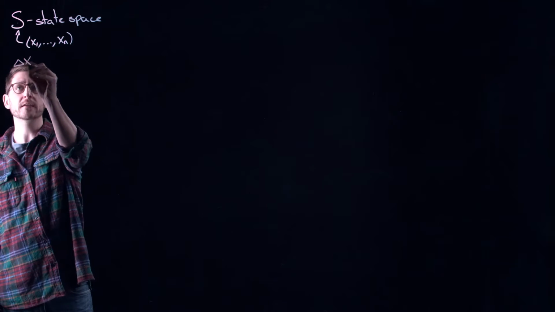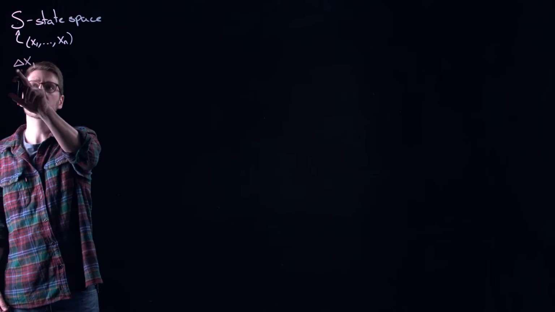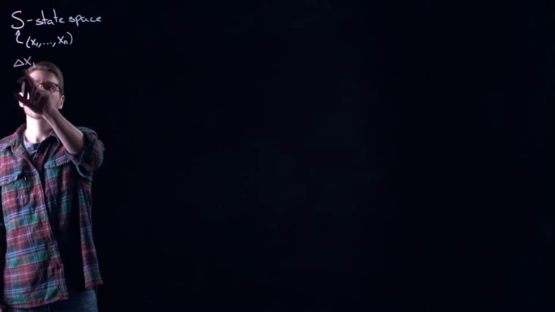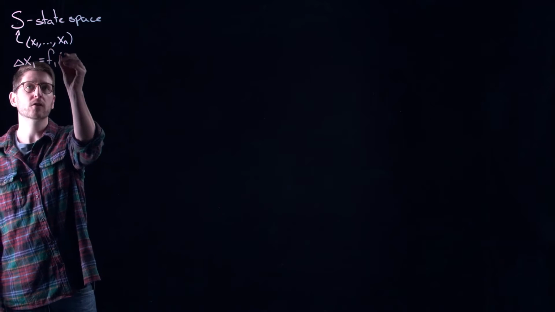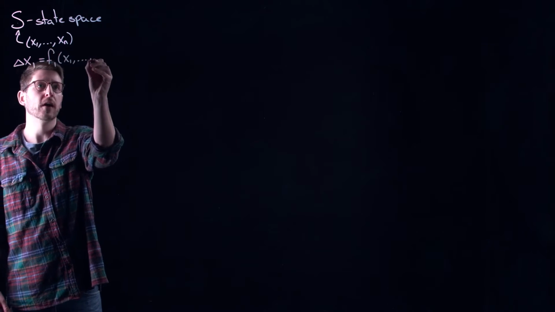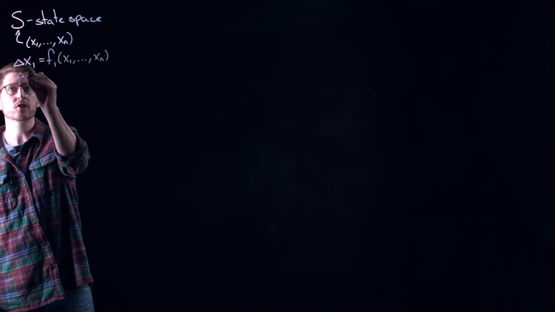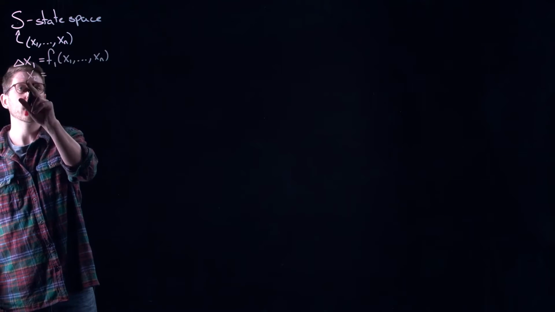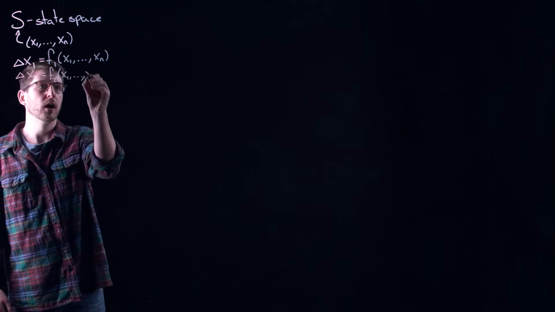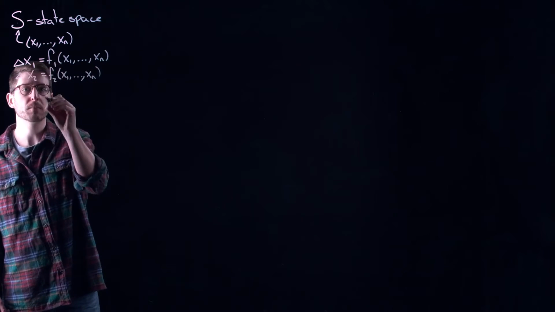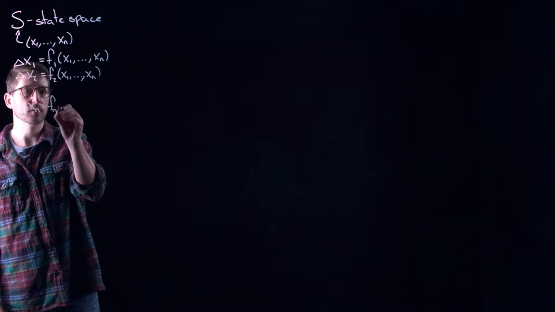So instead of having a time derivative on one side, we have the change in the first variable from one moment to the next is given by some function of all of the variables. Then similarly, the change in the second variable from one time to the next is given by a function of the variables again. And you can repeat this idea all the way down to the last variable here.